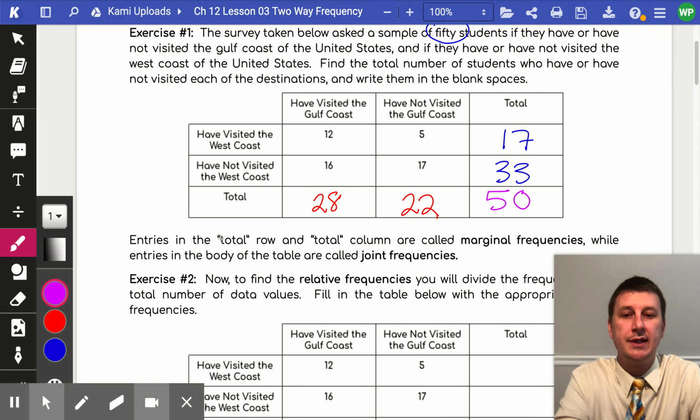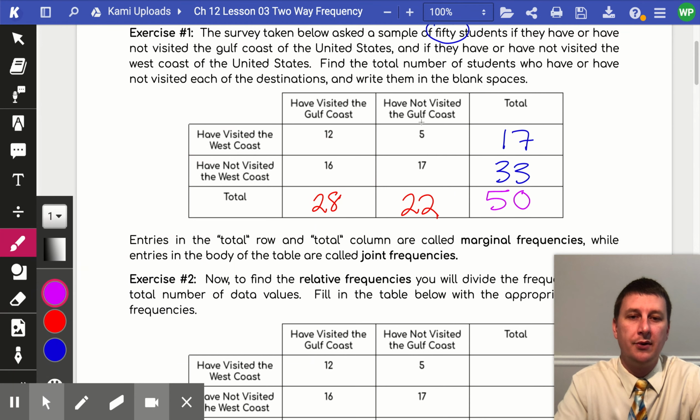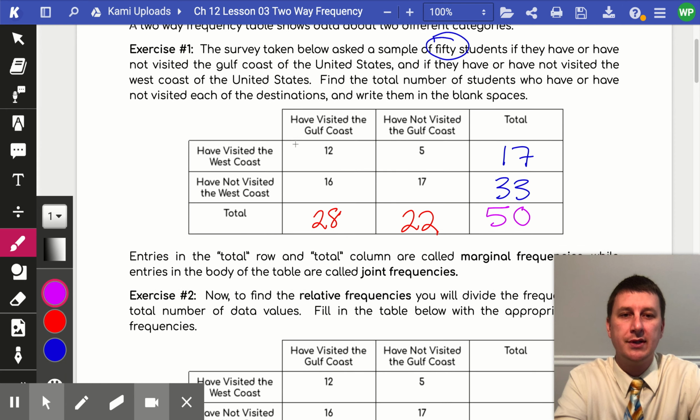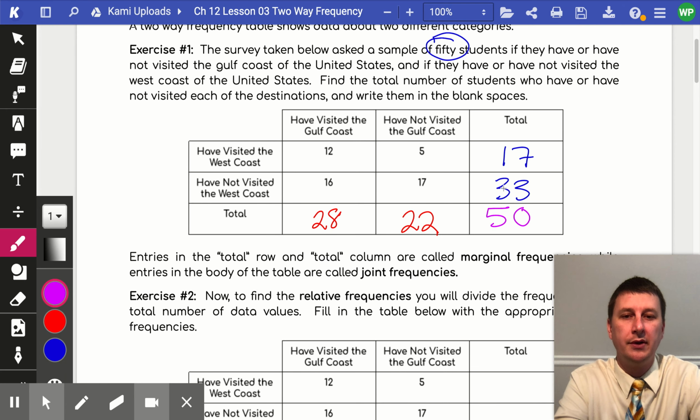It says that entries in the total row and the total column are called marginal frequencies, while entries in the body are called joint frequencies. So these 4 numbers here, we would call joint frequencies, and these right here would be marginal frequencies. So again, in this first exercise, all we were doing was finding the total number of students for our marginal frequencies. And our grand total of all the students surveyed goes in the bottom right corner.